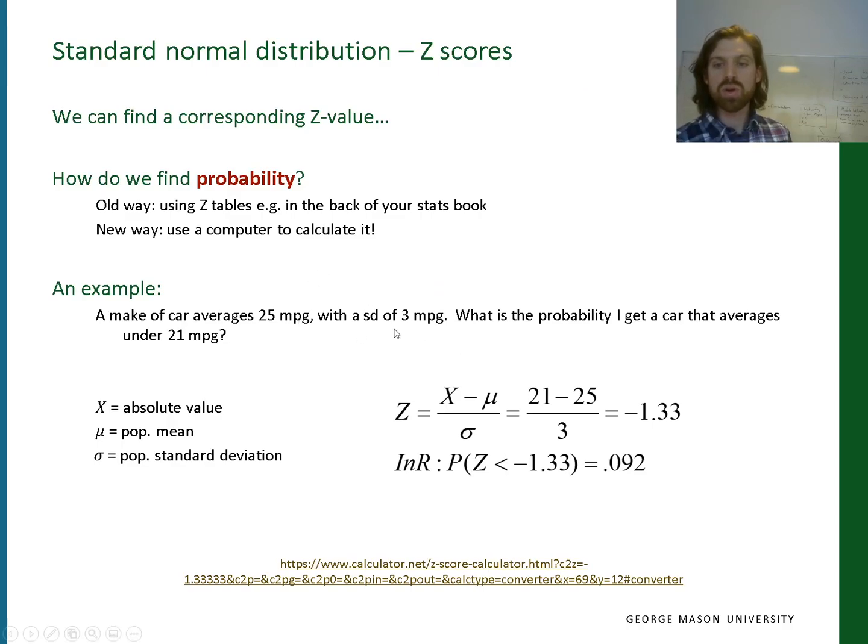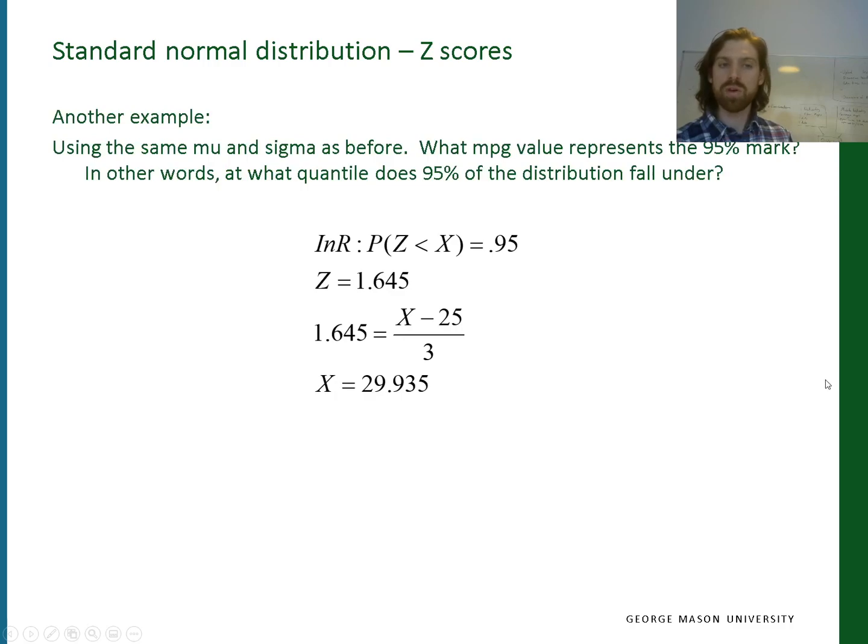And this is relevant because we want to know what the probability is that the car that you get averages under 21 miles per gallon, and the answer as a consequence is 9%, okay? Right, let's move on. And that's because there are other ways that we may want to calculate these Z-scores, okay?